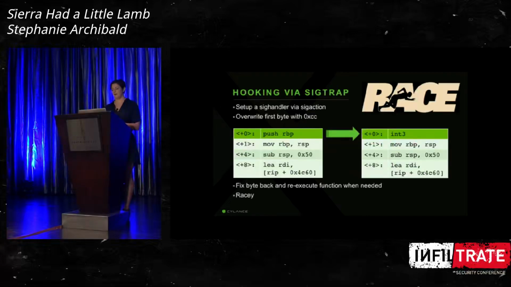Once you decide to hook in the functions, there's a couple of different ways to go about it. So number one is hooking via sigtrap. You basically set up a sig handler, which is a lot easier to do now that we're in C. Overwrite the first byte with int3. Basically how that works is it hits int3, it calls your sig handler, and then if you've decided through your filter that it needed to call the original function, you have to overwrite that byte back, call the function again, and then continue execution.